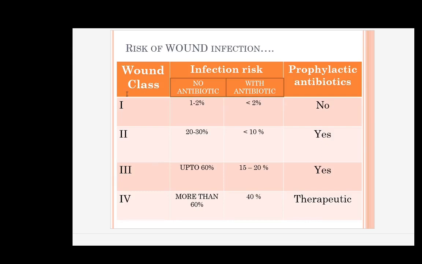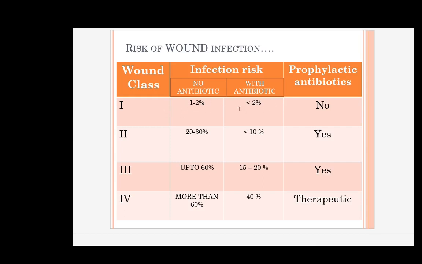So this is a slide which is the result of what I have shown you in the earlier 4 slides. You have class 1, which is called clean, class 2, clean contaminated, this is class 3 or contaminated, and this is the dirty. So here you see the risk of infection with antibiotic and without antibiotic. Without antibiotic, in the clean variety, the risk of infection is just around 1 to 2%. When you give antibiotic, it definitely reduces it below 2%, but basically there's not much difference.